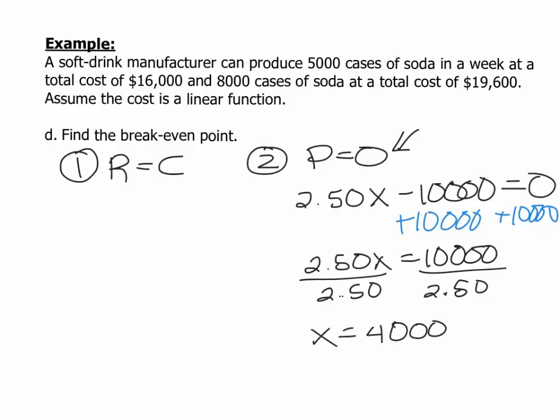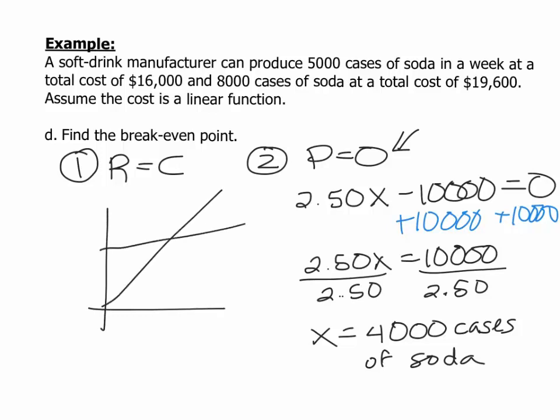And remember, x is our cases of soda, so this would be 4,000 cases of soda. So this is where that revenue function and our cost function meet up, or also where the profit function is 0. Now, another question that they could ask us is, what is the minimum number of cases that we should produce in order to make a profit? So this gives us a profit of 0. So in order to make a profit, we would have to have 4,001 cases.